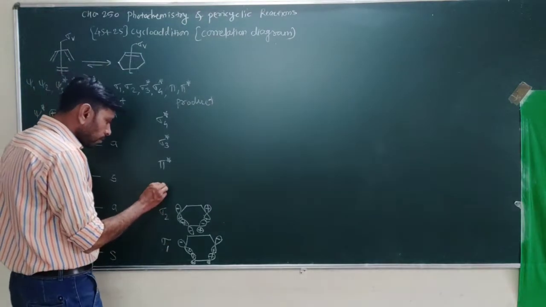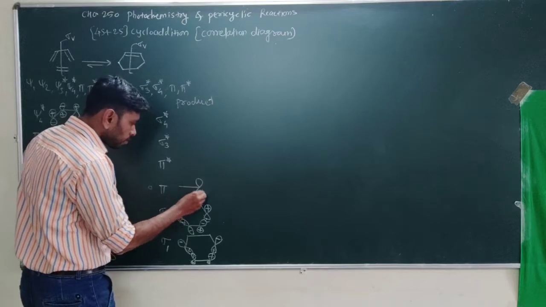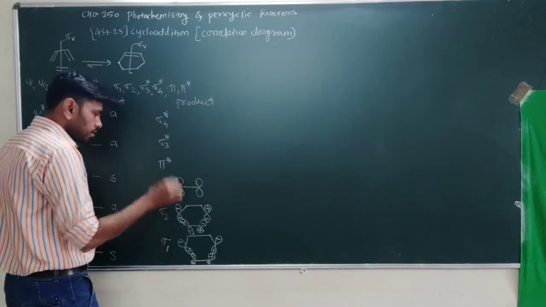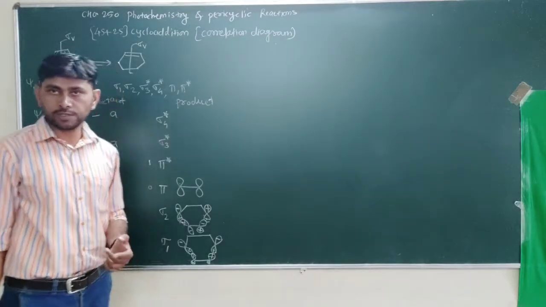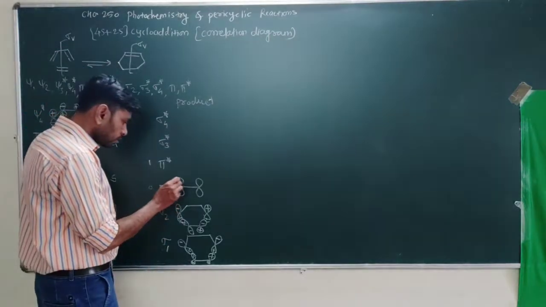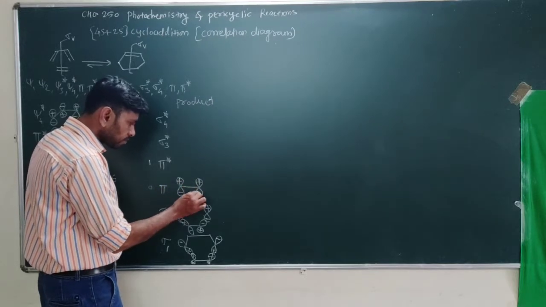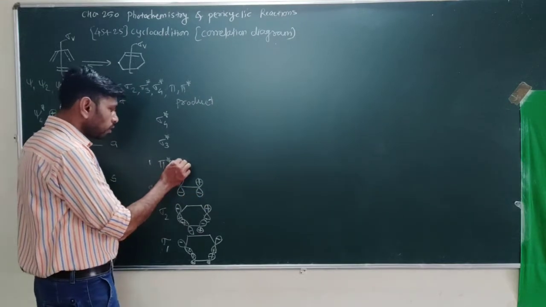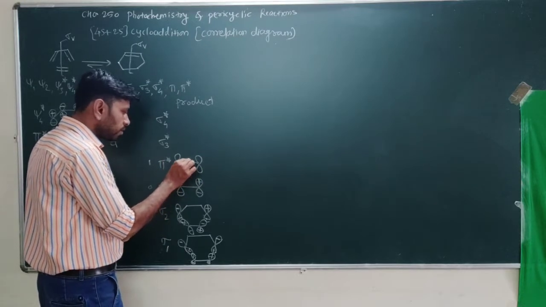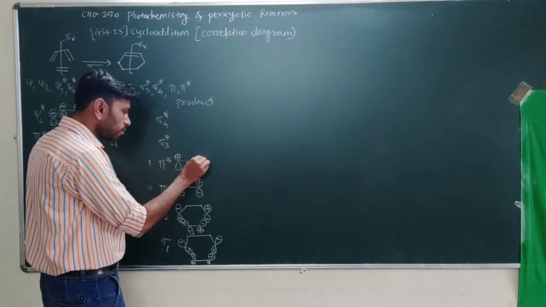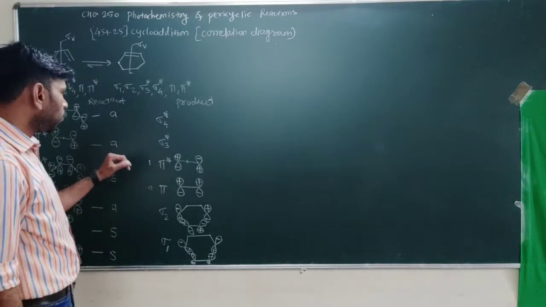Here for pi, we know these are shown in this manner: 0 node, 1 node, because in pi orbitals we count the nodes first and then go for the orbital drawing. So with no node, that is plus minus, and here with 1 node, the node is shown in between the orbitals, plus, and after the node it becomes minus plus. So these are the pi orbital drawings.